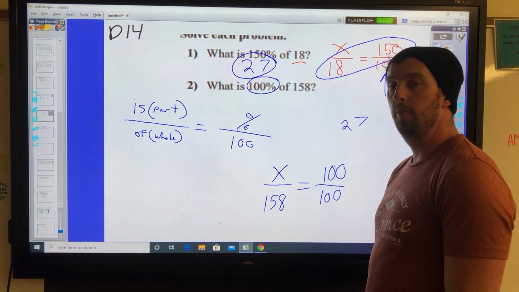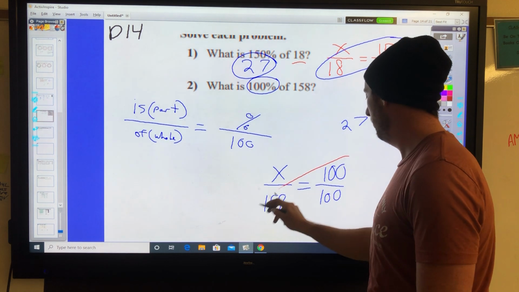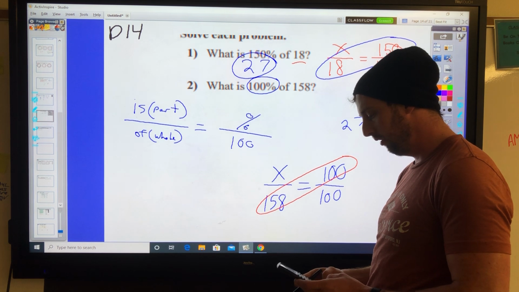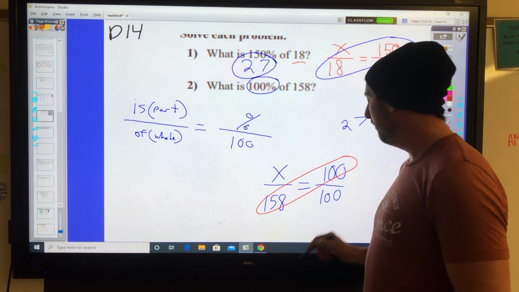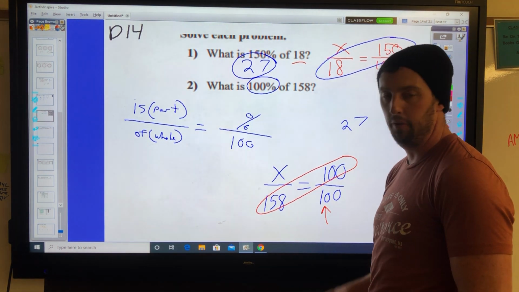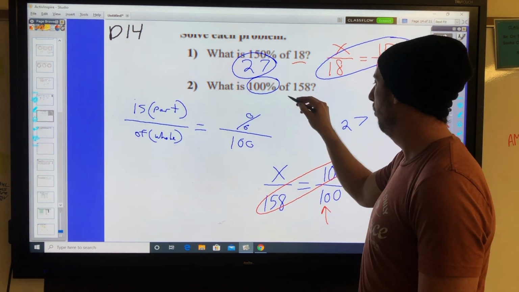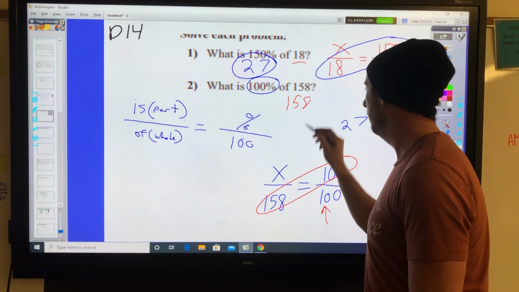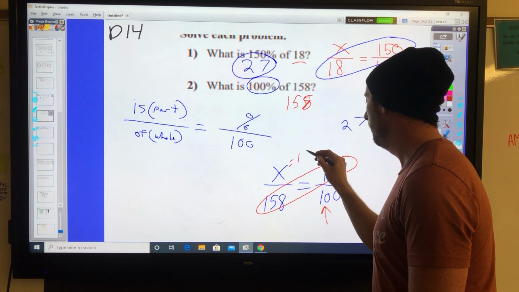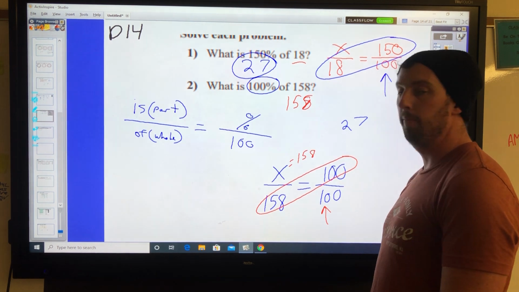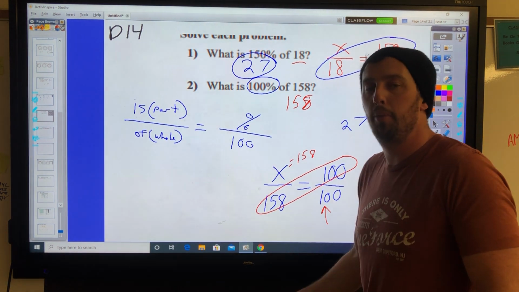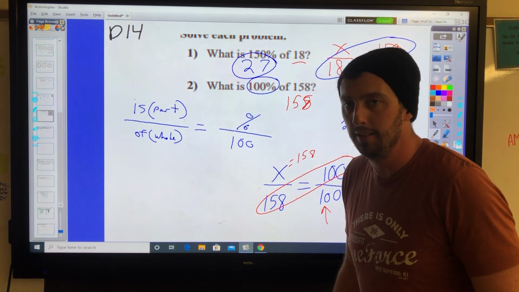All right, just like we did before, cross product, 158 times 100, and then divide by the remaining number, which is of 100, which you're still going to get x equals 158. So x equals 158. Now, why is this a trick question? What is 100% of 158? It's 158. You have 100% of it. So it's just 158. Cool.